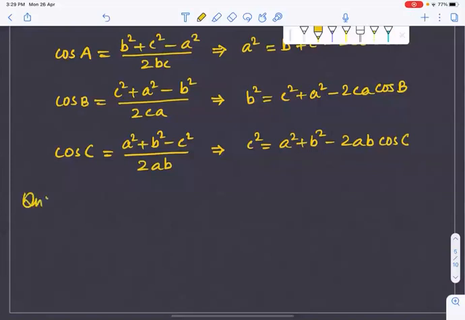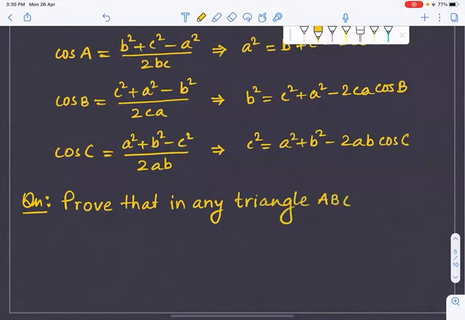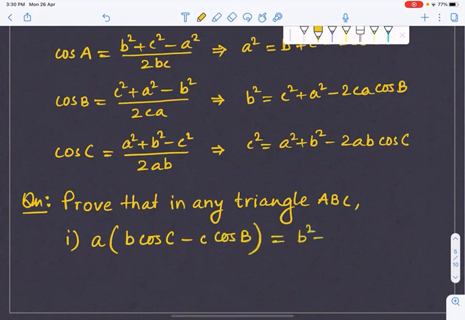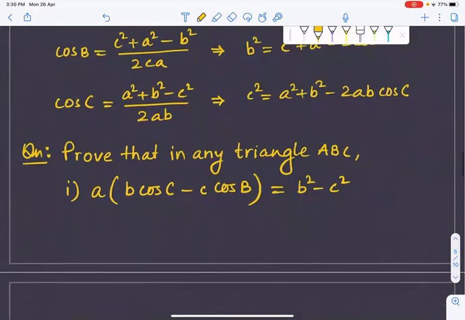Question: prove that in any triangle ABC, part 1, a into b cos C minus c cos B is equal to b square minus c square. This is one question, and we are going to take another question.